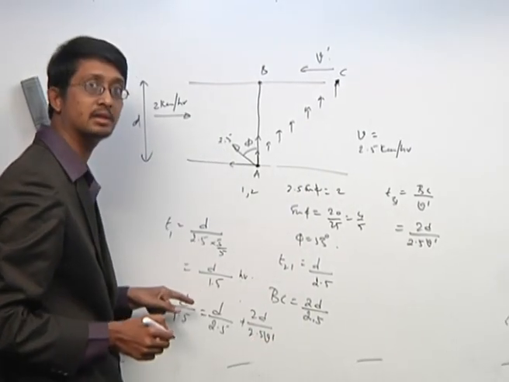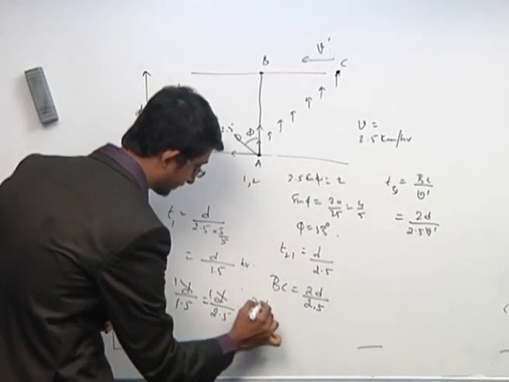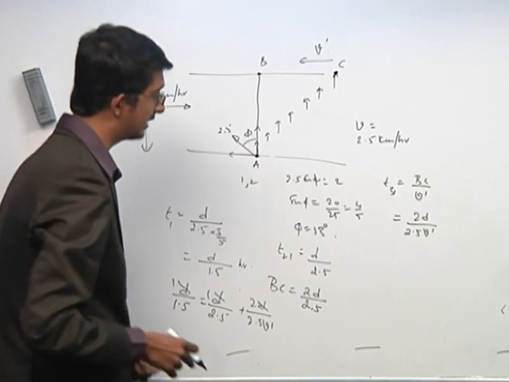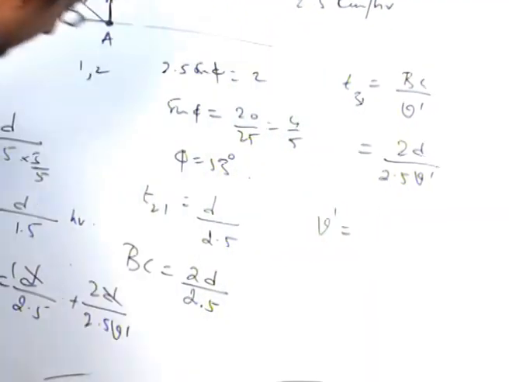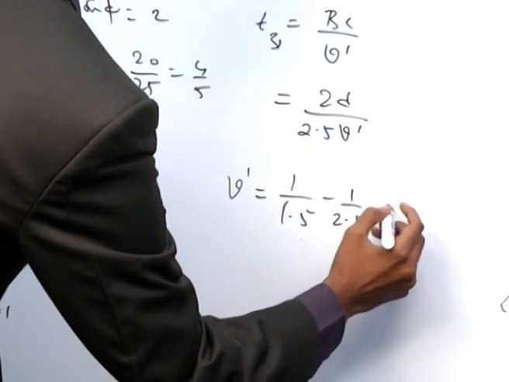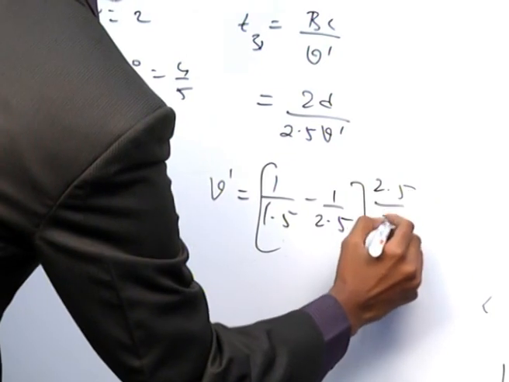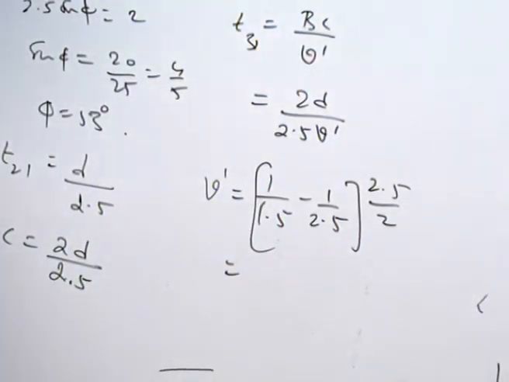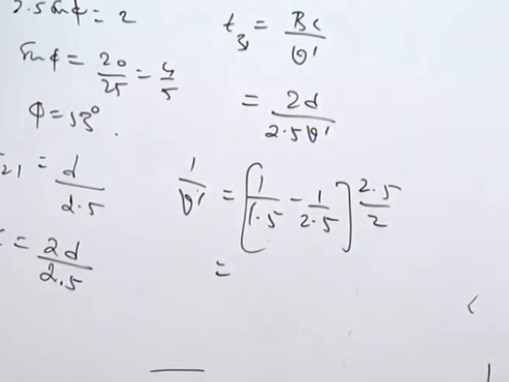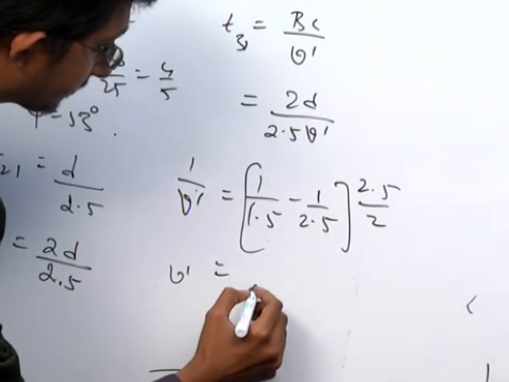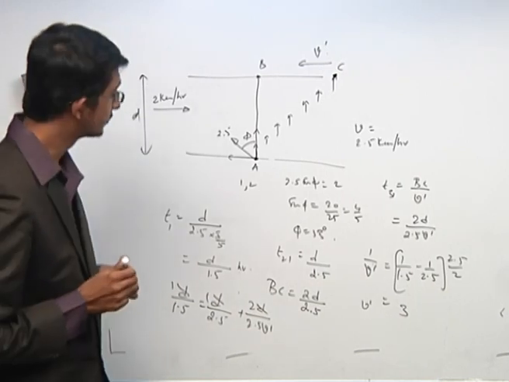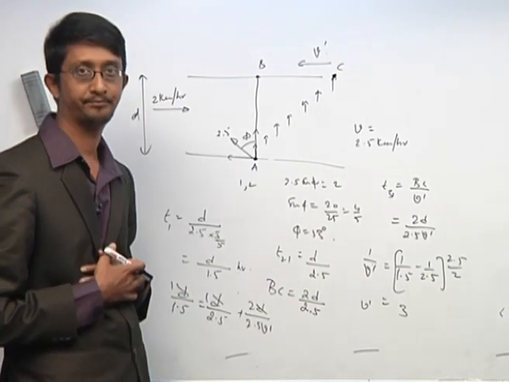You see, d is getting cancelled. We do not need d here. So from this equation, I can just calculate v dash. If you calculate that, it will be 1 by 1.5 minus 1 by 2.5, into 2.5 by 2. So this is 1 by v dash. So I think v dash will come out to be equal to 3. Alright, so this is how we do problems of this type.